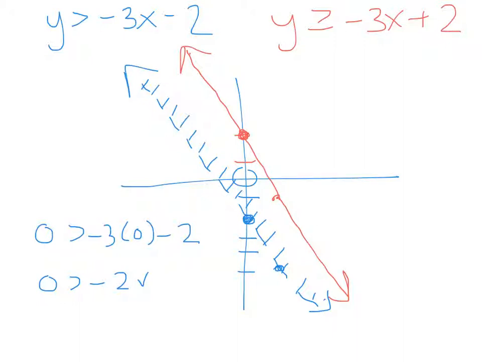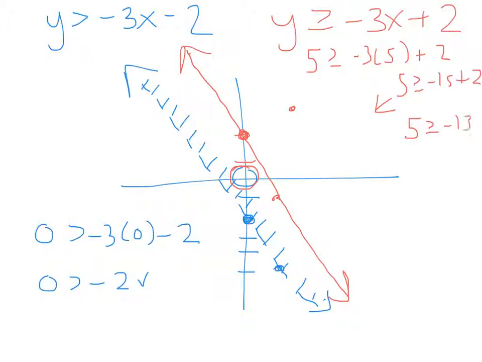Okay, so now I'm going to check the red line, and this one says greater than or equal to. So therefore, I have to pick something that's over in this region. So 0, 0 won't really work. Although I could plug in 0, 0, and then if it's not true, that means I shade the other way. But so as not to be confusing, let's just pick something over here. So let's say 5, 5. 5 is greater than or equal to -3 times 5 plus 2. 5 is greater than or equal to -15 plus 2. 5 is greater than or equal to -13. That's true. So I am shading above here.